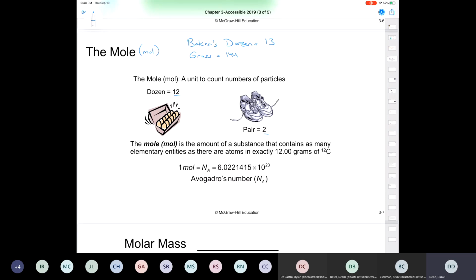Let me think of another one. What about a score? Does anybody know how many are in a score? This one you can Google it because it's not that commonly used. How many are in a score? Anyone? No? Okay. There's 20. So somebody said 7. Yeah, there's 20 in a score.